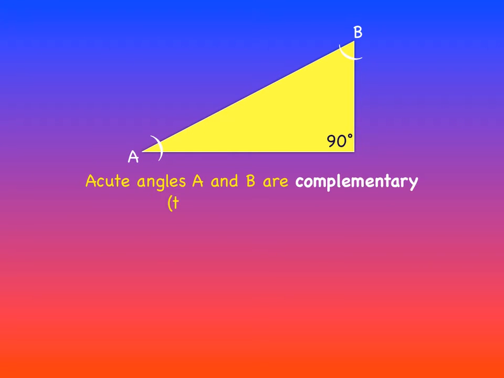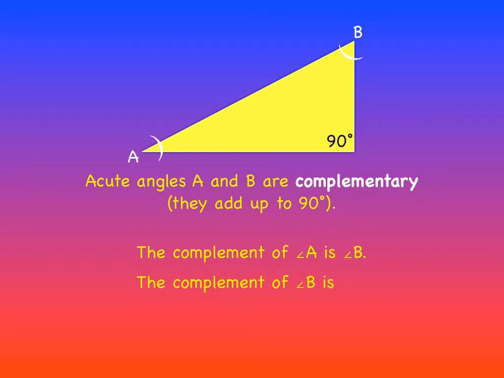Acute angles A and B are complementary. They add up to 90 degrees. So you can say that the complement of angle A is angle B. Or looked at the other way, the complement of angle B is angle A. The abbreviation for complementary is CO.